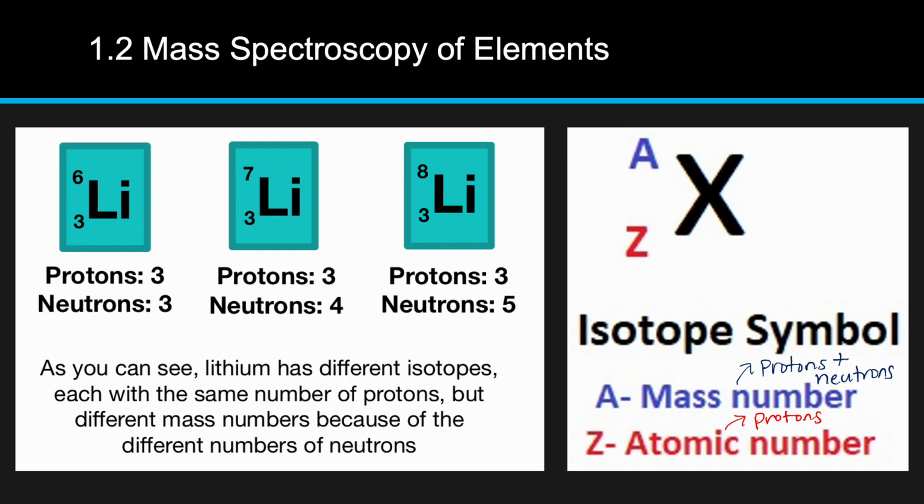So isotopes are always going to have the same number of protons, but what's changing in this isotope notation is the top number, which is the mass number. And the reason it's changing is because of the number of neutrons. So lithium-6 has 3 neutrons, lithium-7 has 4 neutrons, and lithium-8 has 5 neutrons.